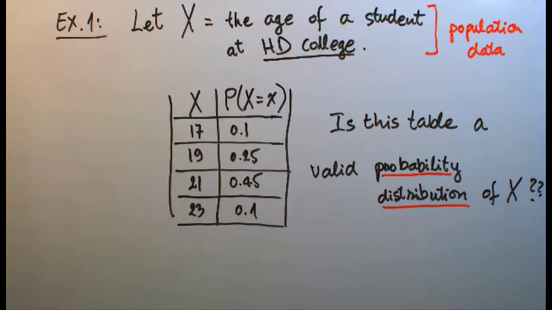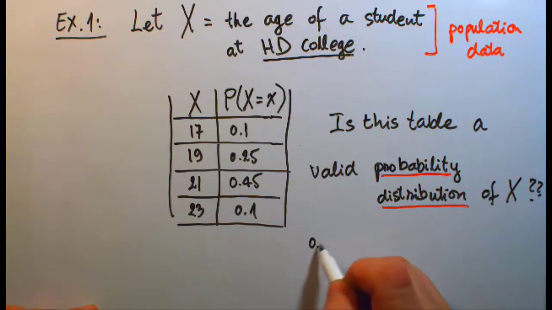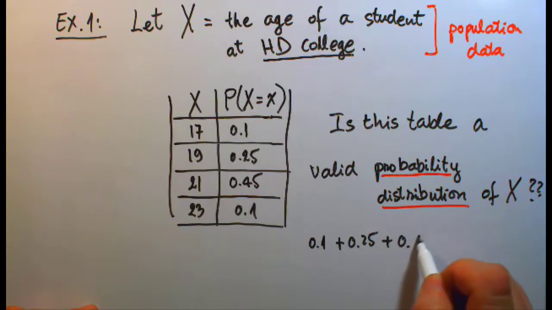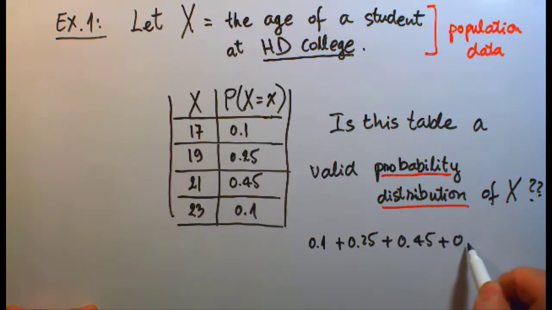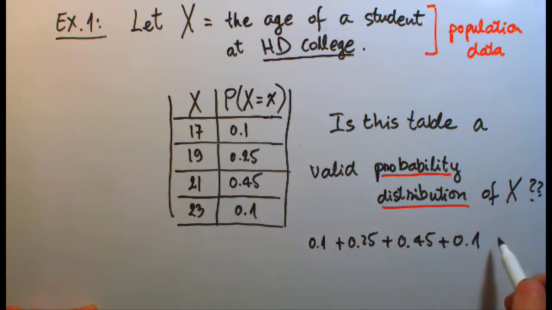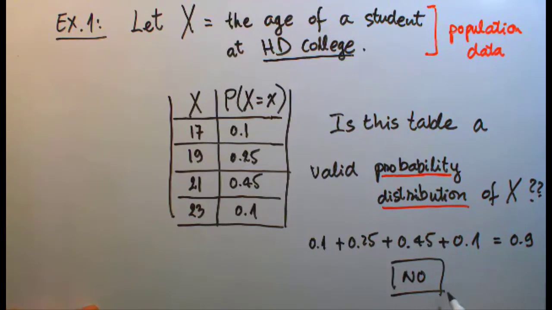And so the only way to check is 0.1 plus 0.25 plus 0.45 plus 0.1. All these probability values total up to be only 0.9, which is not good for a probability distribution. So as of now, since we have an undercount right here, the answer is no, it's not a valid probability distribution.